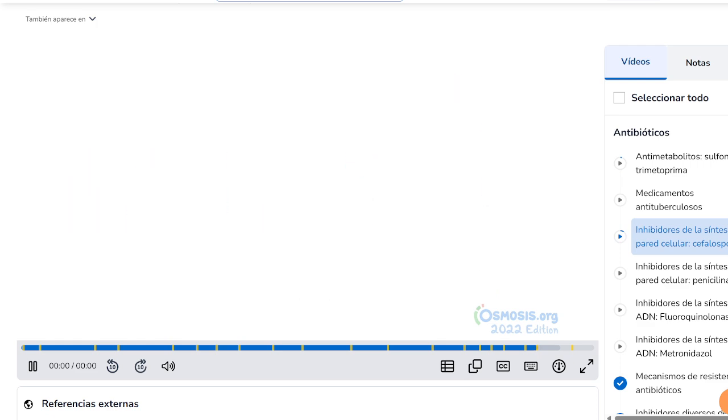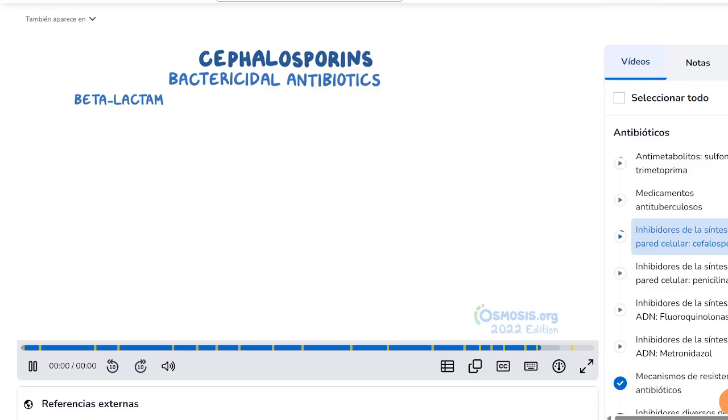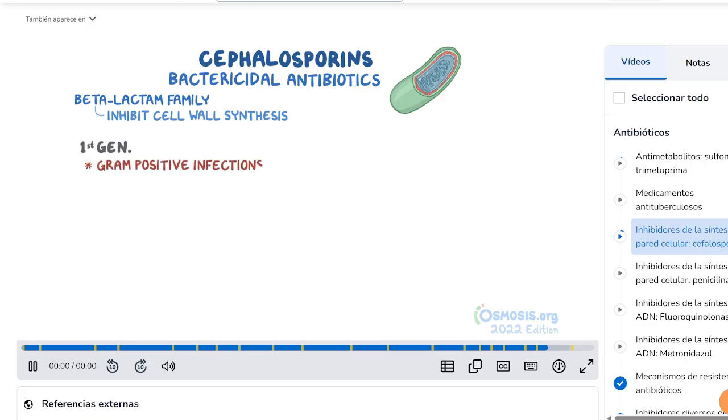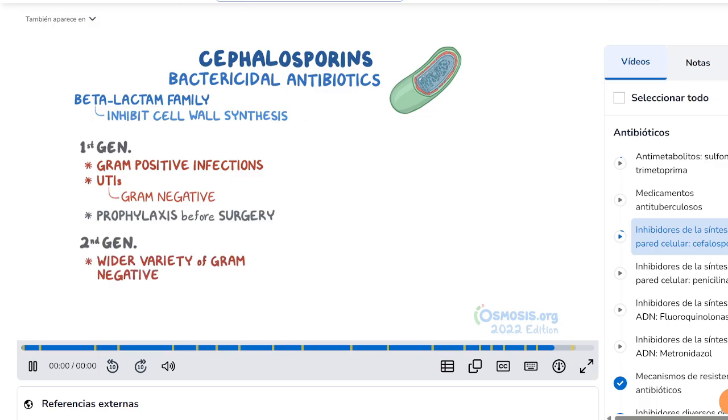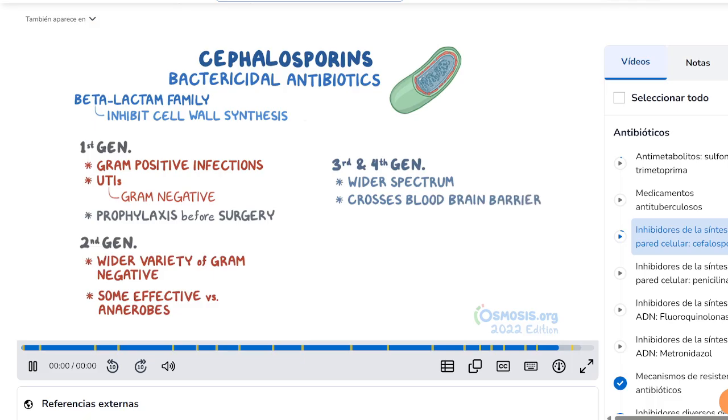Alright, as a quick recap, cephalosporins are bactericidal antibiotics and members of the beta-lactam antibiotic family which inhibit cell wall synthesis. There are 5 generations of cephalosporins. 1st-gen medications are usually used to treat gram-positive infections, UTIs caused by a few gram-negative bacteria, and as prophylaxis before surgery. 2nd-gen can treat a wider variety of gram-negative bacteria, and some are effective against anaerobes. Generation 3 and 4 are wide-spectrum and cross the blood-brain barrier, making them the first-line treatment for bacterial meningitis.